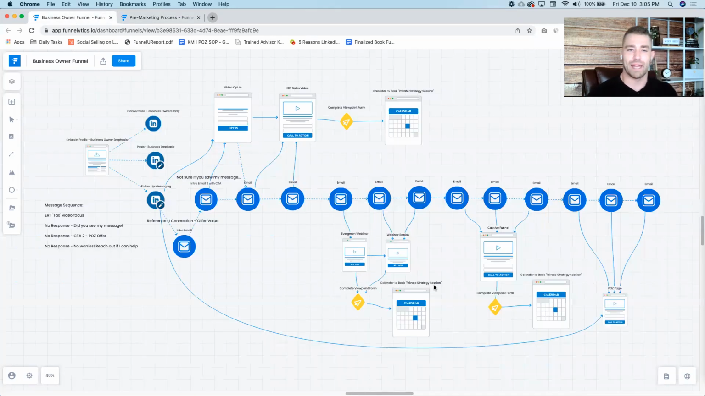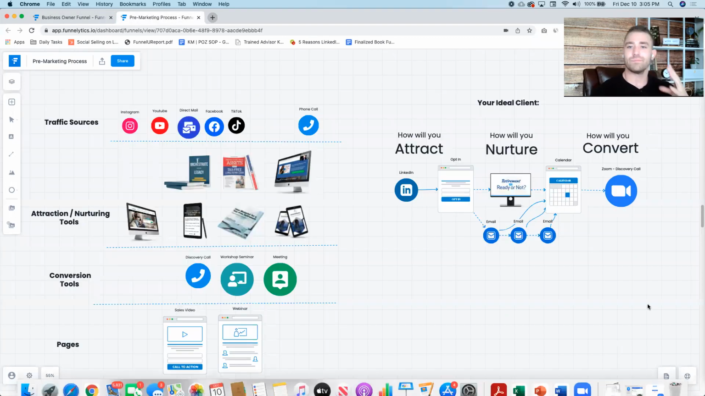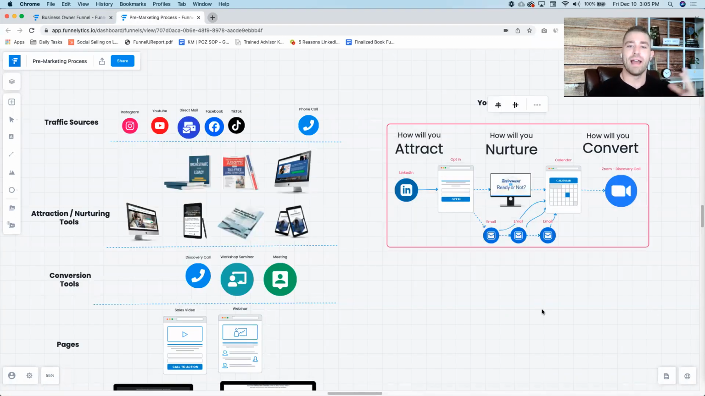So as we get more complicated, and let's say we have an opt-in for a video, we give them access to a sales video, and they're not ready to book an appointment with us in that moment, we keep that email process going so that we can send them to webinars, we can send them to more landing pages, we can send them to more additional lead magnets and offers. Again, all with the foundation of how will we attract, how will we nurture, and how will we convert. So let me know if that makes sense.